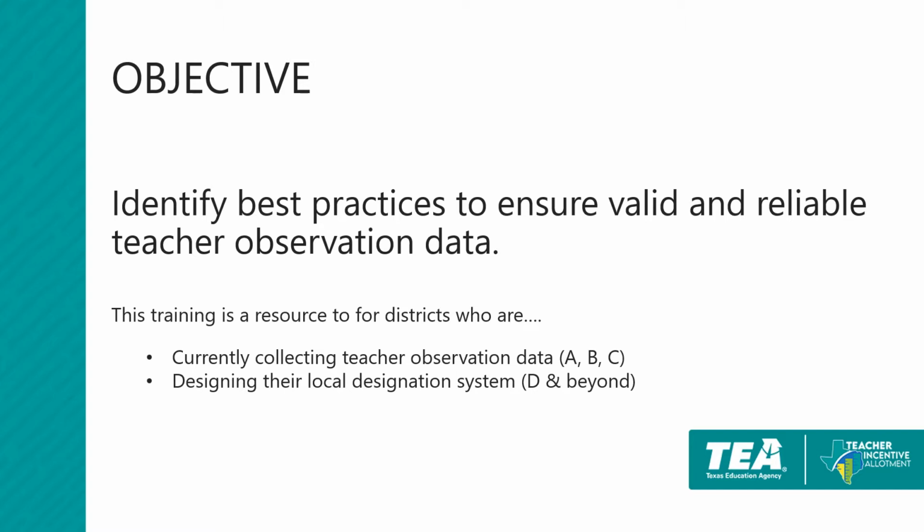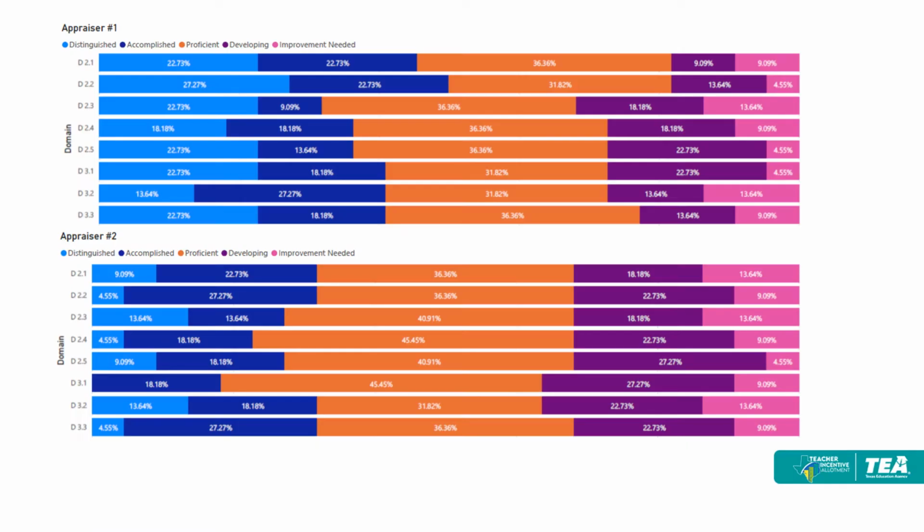While the information in this session will be useful to any districts looking to improve their teacher observation calibration practices, for the purpose of TIA, this information will be most useful to districts who are currently collecting teacher observation data, which is cohorts A, B, and C, or districts who are currently designing their local designation system, which is cohorts D and beyond.